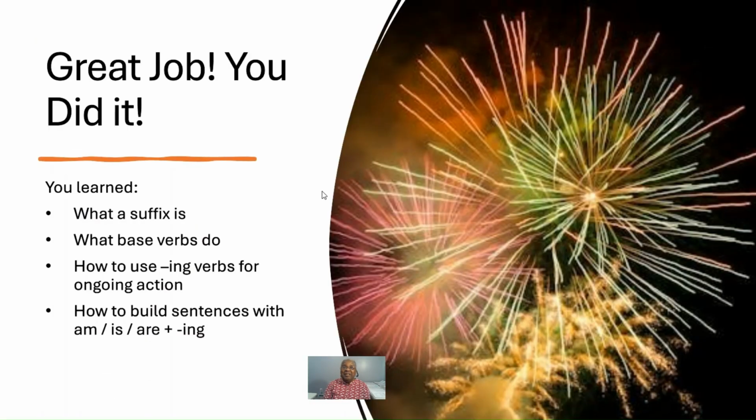Great job! You did it! You learned what a suffix is, what base verbs do, how to use ing verbs for ongoing action, and how to build sentences with am, is, are, plus ing.